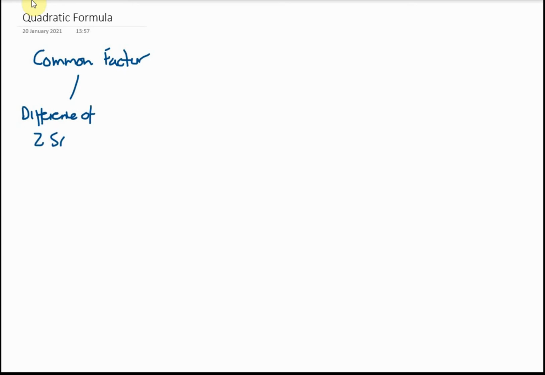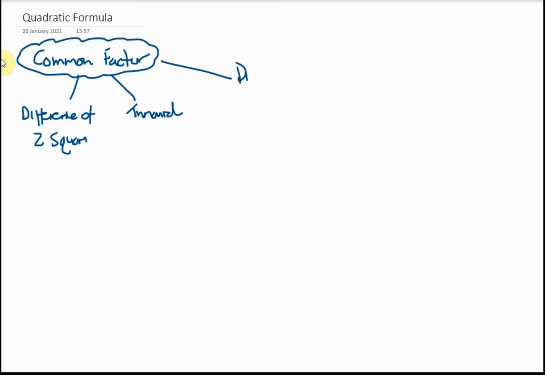Difference of two squares. We might do a standard trinomial. I'll just put this in a little cloud because it looks nicer. We might do a difficult trinomial. I'll just say try. But we can also use this equation. We can use the quadratic equation.